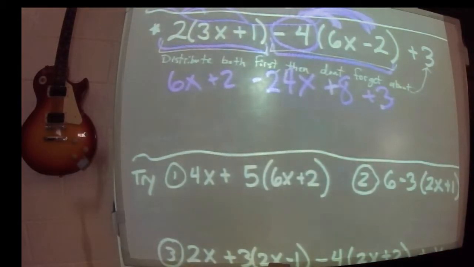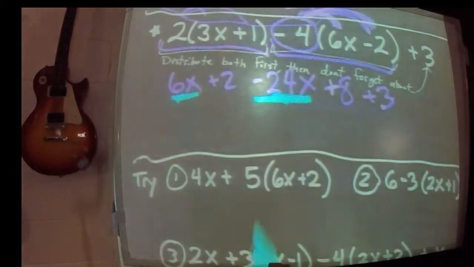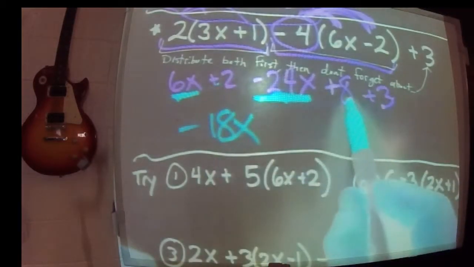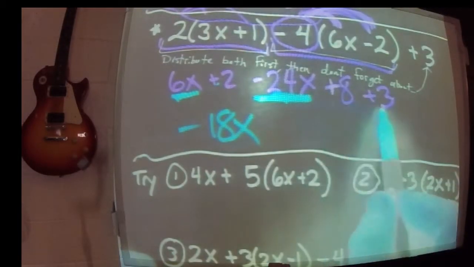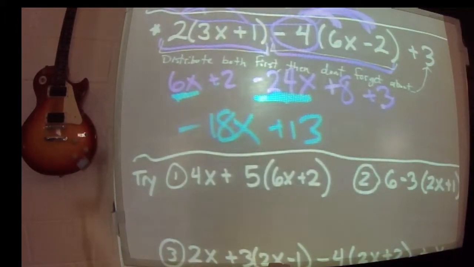All right, put your x's together first. What is 6x minus 24x? Negative 18x. 2 plus 8 is 10, plus 3 is 13.